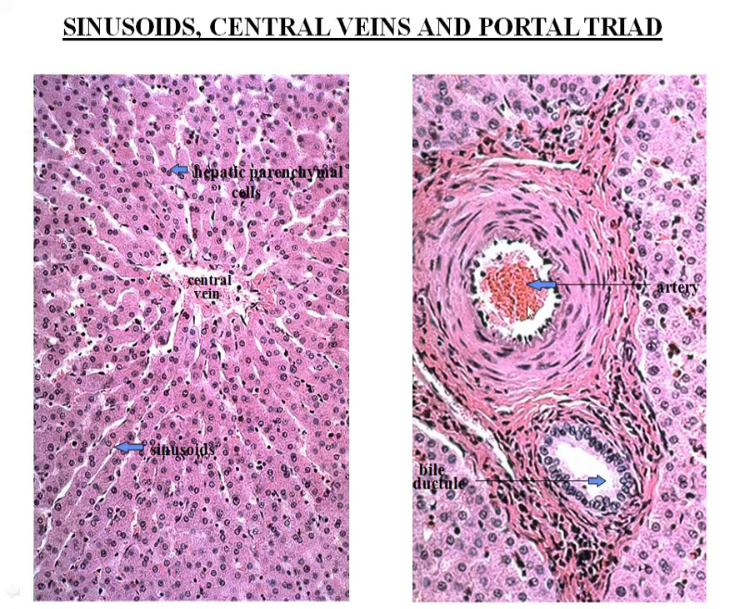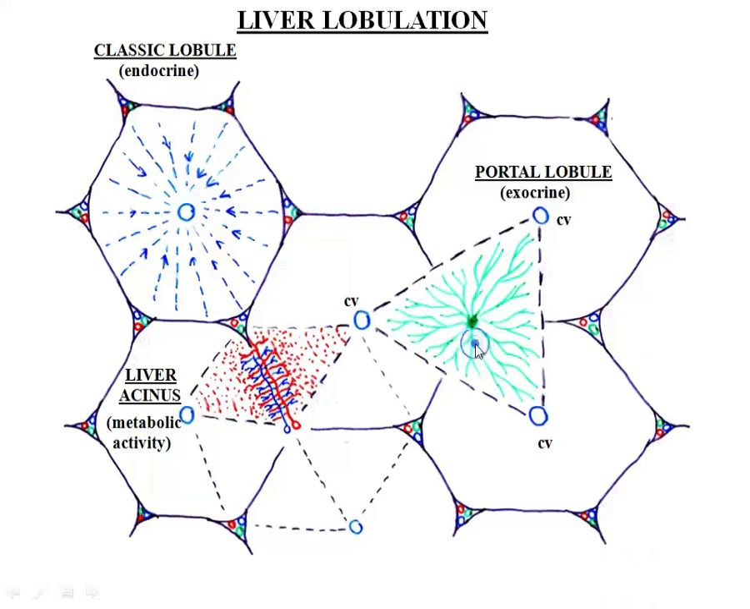Here this is a magnified view of a portal triad. Here is an artery, because there is accumulation of RBCs and a thick muscular layer you see here. And this is a bile ductule, because there is a cuboidal epithelial layer and less circular muscle. So this is a bile duct, and somewhere here there must be a portal vein.